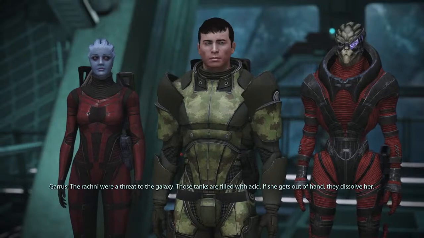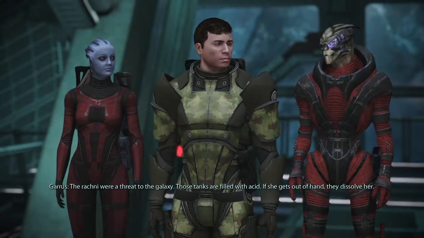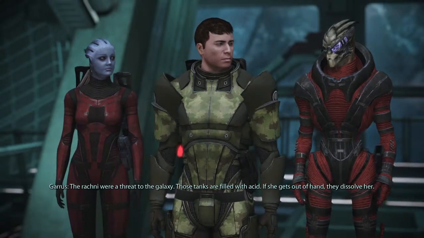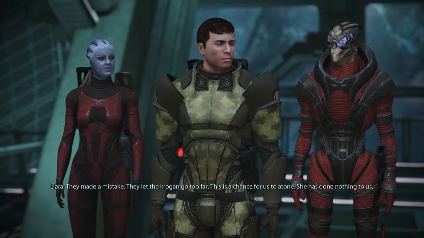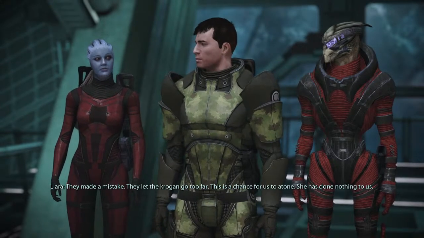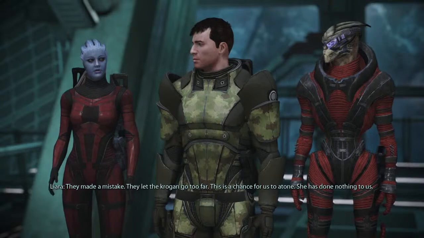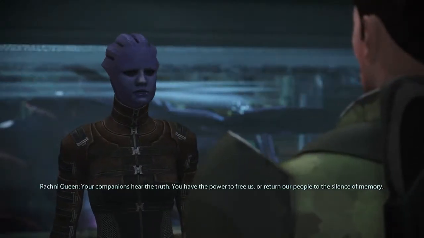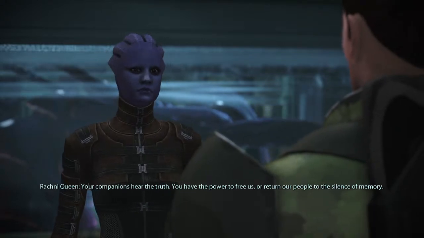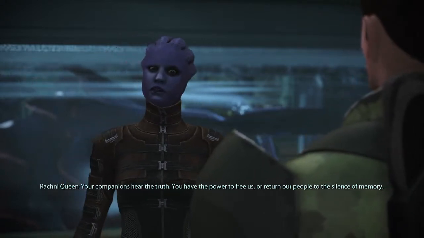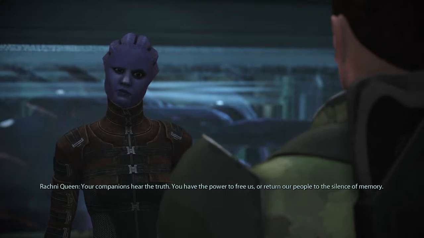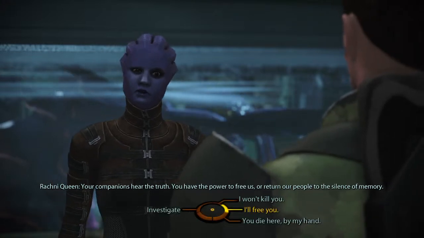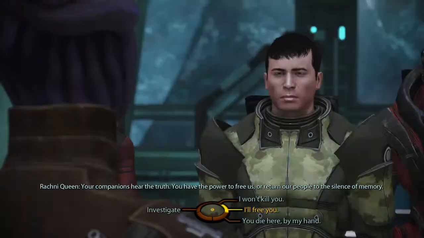The Rachni were a threat to the galaxy. Those tanks are filled with acid. If she gets out of hand, they dissolve her. They made a mistake. They let the Krogan go too far. This is a chance for us to atone. She has done nothing to us. Your companions hear the truth. You have the power to free us, or return our people to the silence of memory.